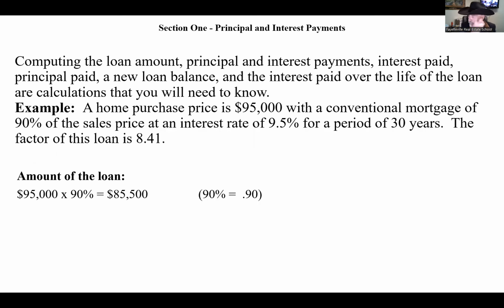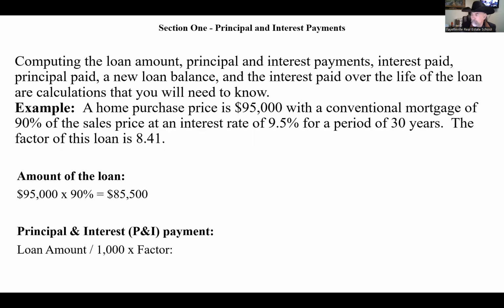In this example problem, a home purchase is 95,000, with a conventional mortgage at 90% LTV. The interest rate is 9.5% for a period of 30 years, and the loan factor is 8.41. That is all the information we need to compute the P&I payment for this property. We're also going to compute some other things, like the new loan amount after the payment, and interest over the life of the loan. But the first thing we do is calculate the amount of the loan: 95,000 times 90% equals 85,500.